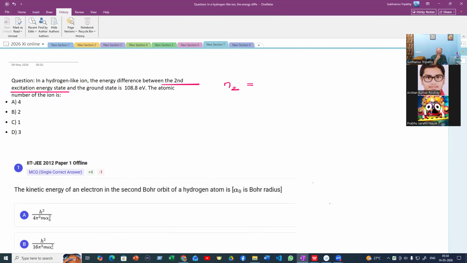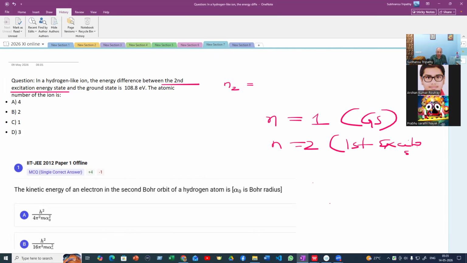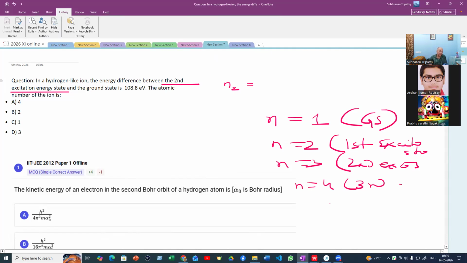But I have told you several times that n equal to 1 is called the ground state, n equal to 2 is called the first excited state, n equal to 3 is called the second excited state. It reduces by one each time; n equal to 4 means third excited state. That is why I said second excited state. So what is n? 3, sir. 3.